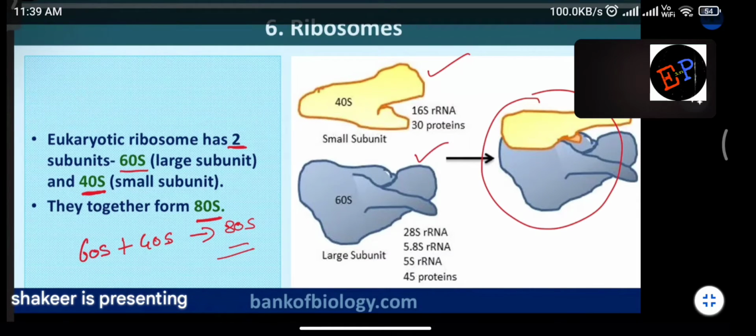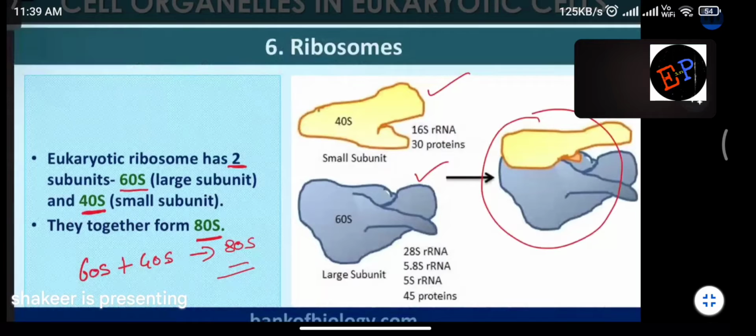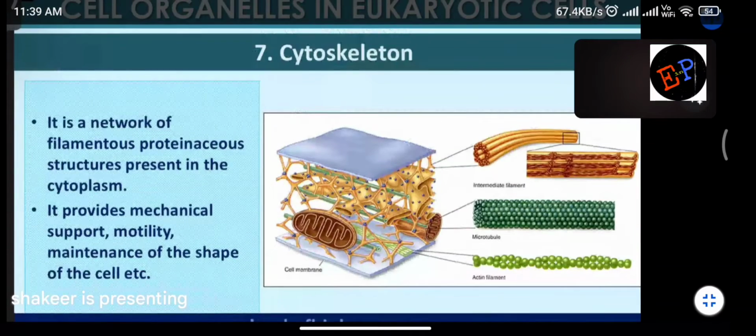Understood, no? That's it. And 80S ribosomes, where are they present? 80S ribosomes are present on the rough endoplasmic reticulum or inside the cytoplasm. 70S ribosomes, where are they present? Inside the chloroplast, inside the stroma. Clear? That's it. Next, cytoskeleton.